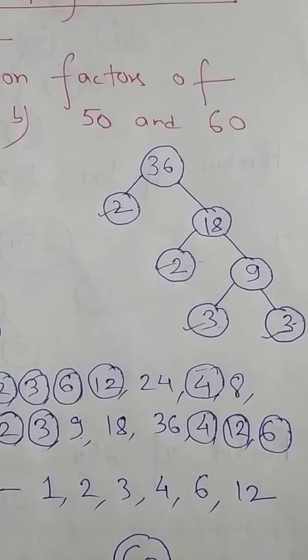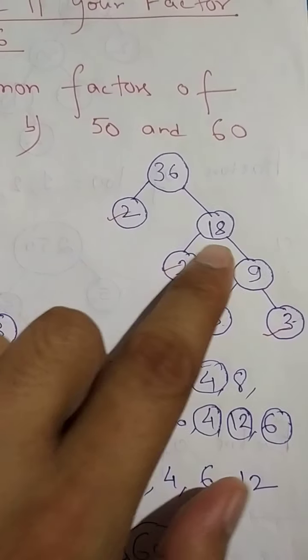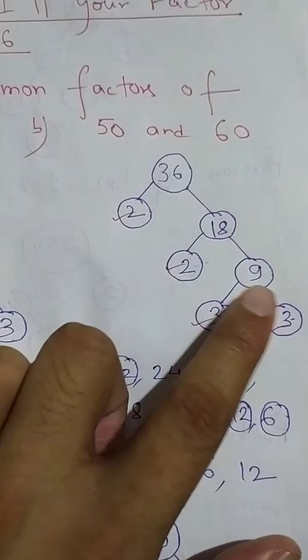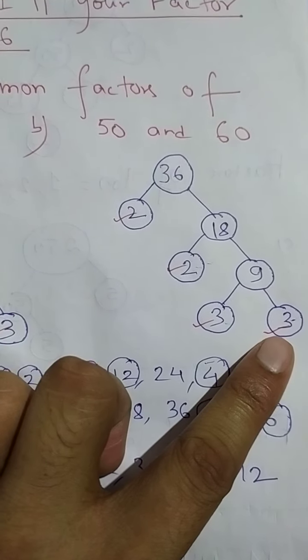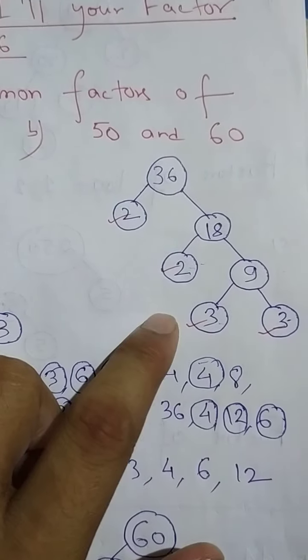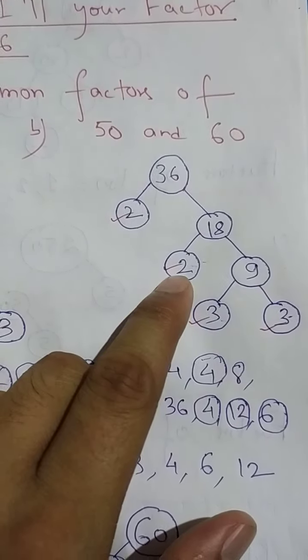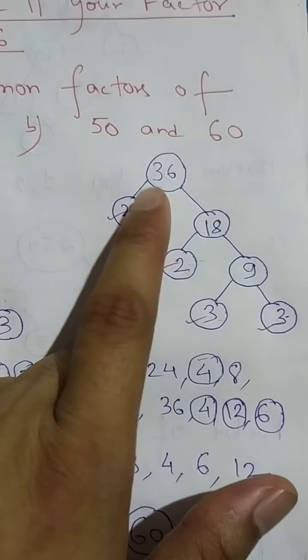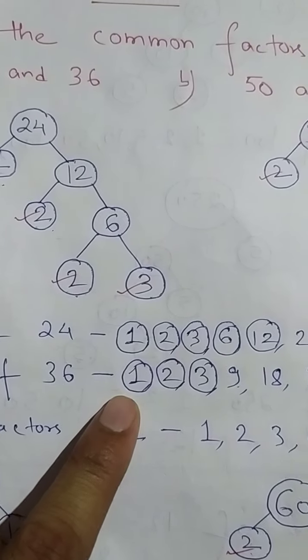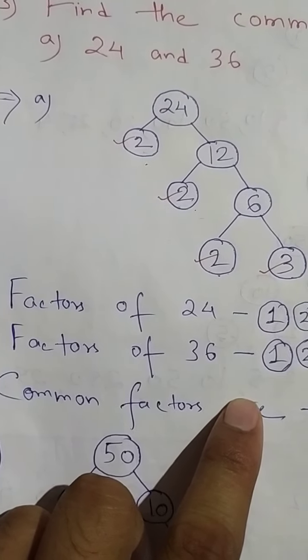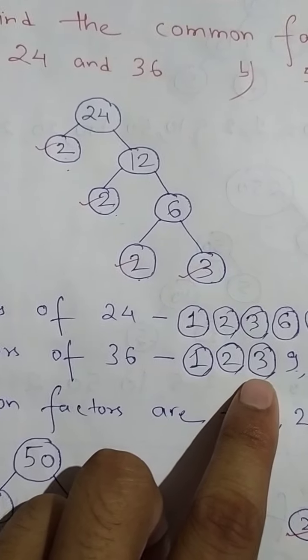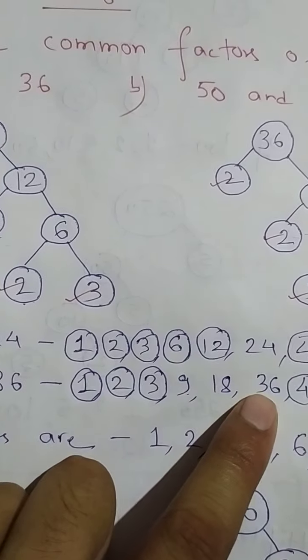Now let's move to 36. 36 is 2 into 18, then 18 is 2 into 9, and 9 is 3 into 3. So what are the factors of 36? You have to write down all these numbers including 1: 1, 2, 3, 9, 18 and 36.